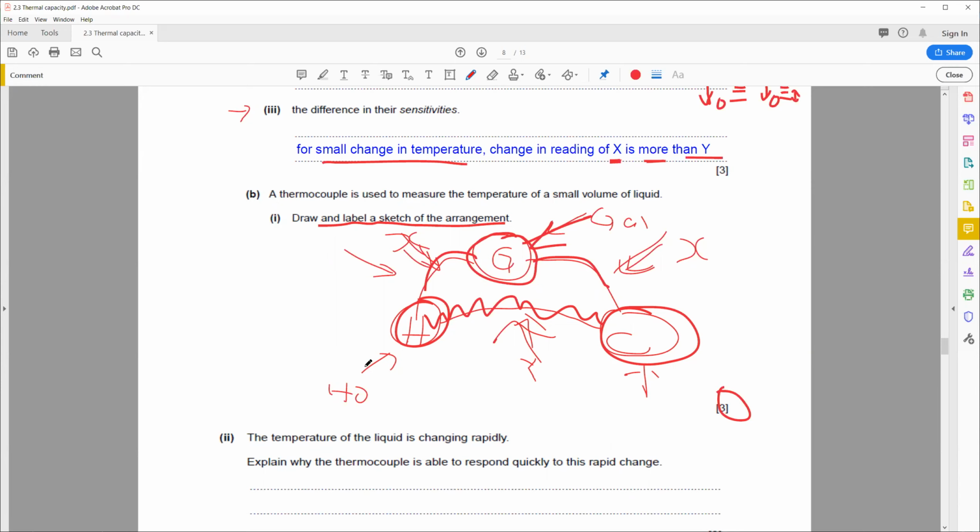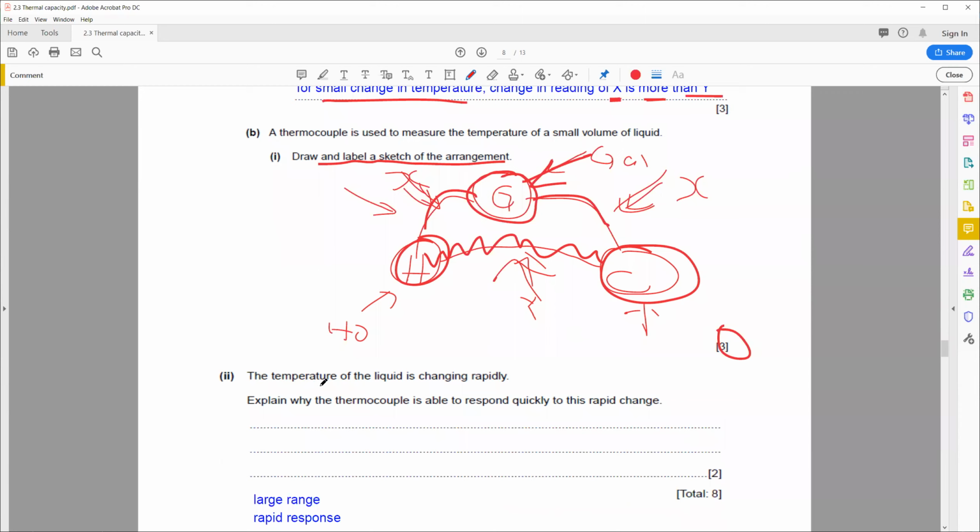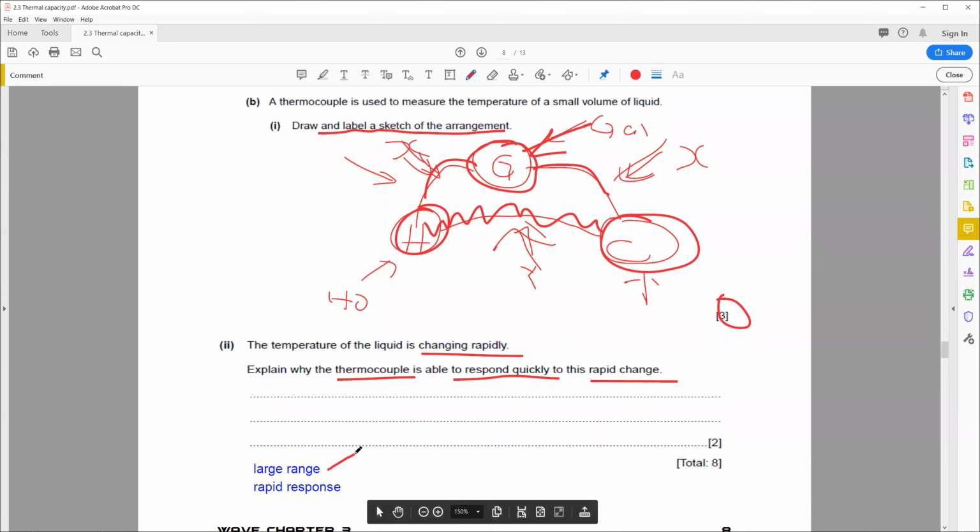All right. Then finally, the last part here: the temperature of the liquid is changing rapidly. Explain why the thermocouple is able to respond quickly to this rapid change. Like I mentioned many times, guys, a thermocouple has mainly 2 main advantages, right? The first advantage is definitely it has a large range. The second advantage is definitely it has rapid response. In this question here, they are asking you to explain why the thermocouple can have rapid response.